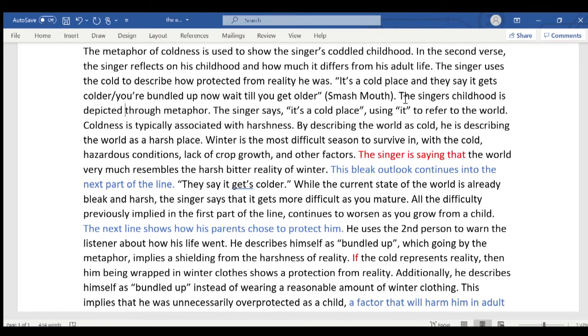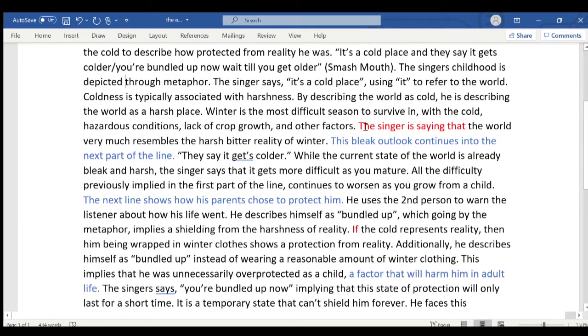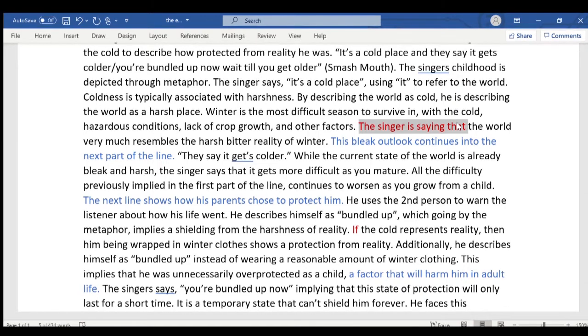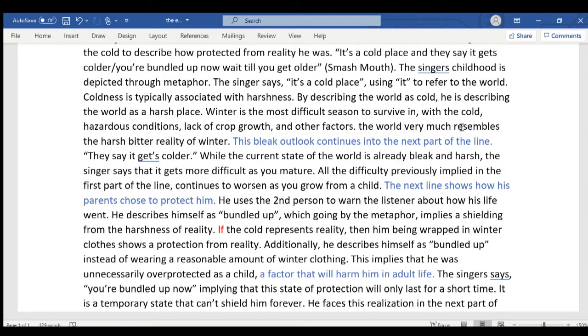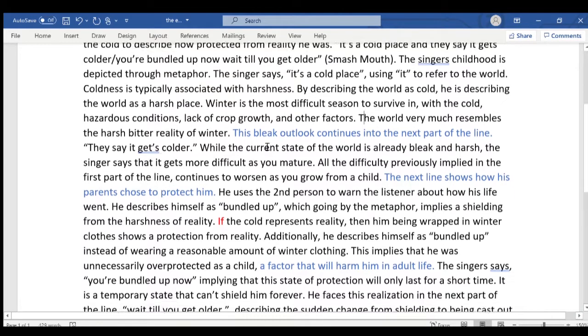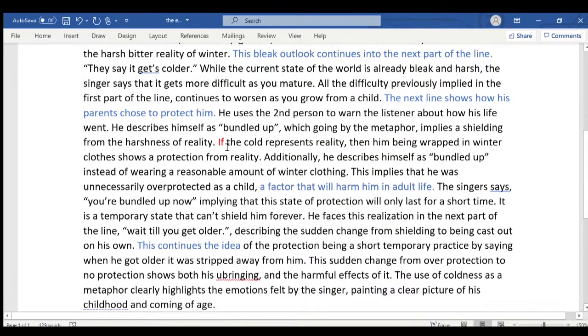Another one, the singer is saying that. If you're saying the author is saying that, you might be thinking, I'm not saying this myself, this is from the perspective of the singer. Yeah, that's true, but it also makes you sound unconfident. So take that entire thing out. The world very much resembles. There, much more confident, much better. If. Another thing that makes you look like you're not confident in yourself. Boom, get rid of it.